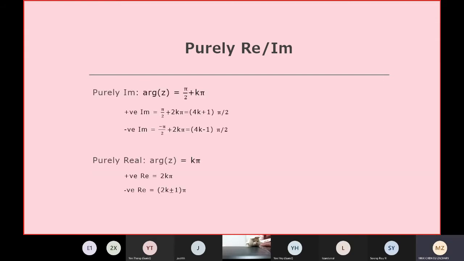So this slide is for your reference. If you need a quick cheat sheet: positive imaginary, negative imaginary, positive real, negative real. Positive imaginary is your vertical side, so it's pi over 2 plus 2k pi. Negative imaginary is at the bottom, minus pi over 2 plus 2k pi, because you can just keep rotating. Same thing applies to our real and negative real.